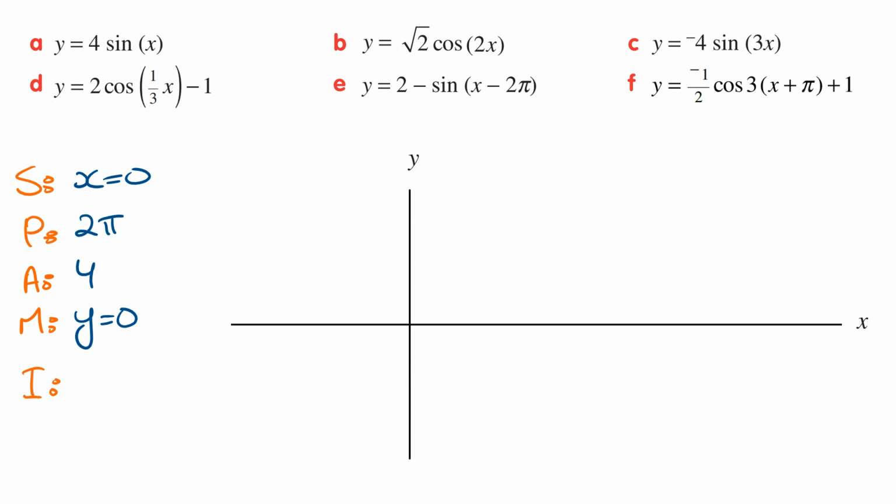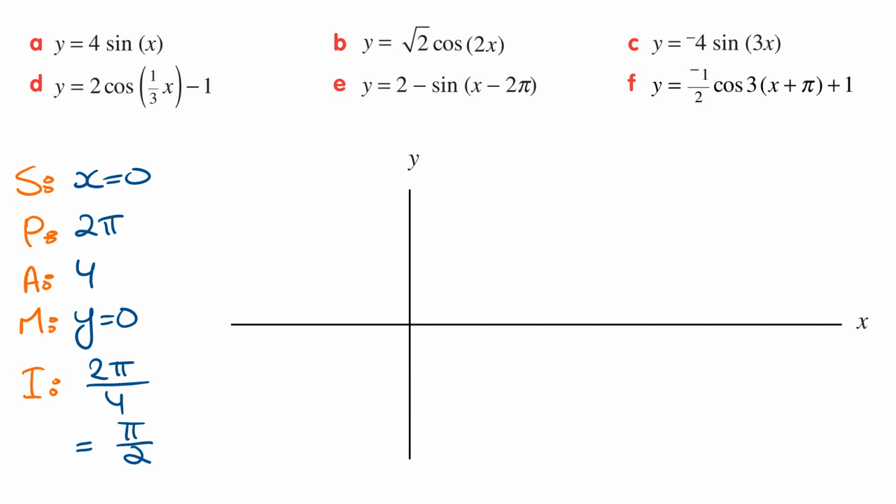For the interval, we divide the period, which is 2 pi, by 4. And so simplifying this, this is going to equal pi on 2. And so the space between each interval is going to be pi on 2 units.